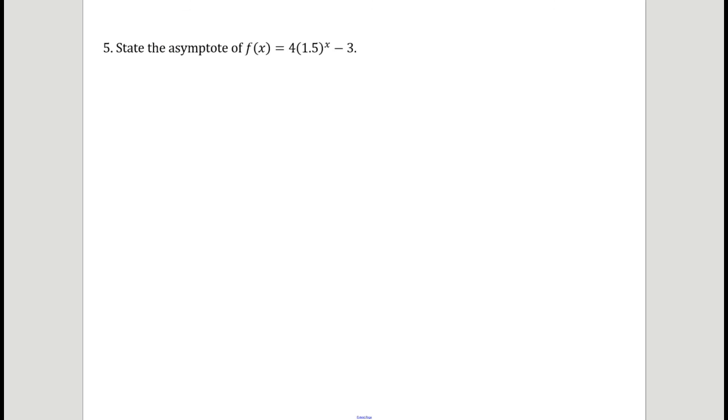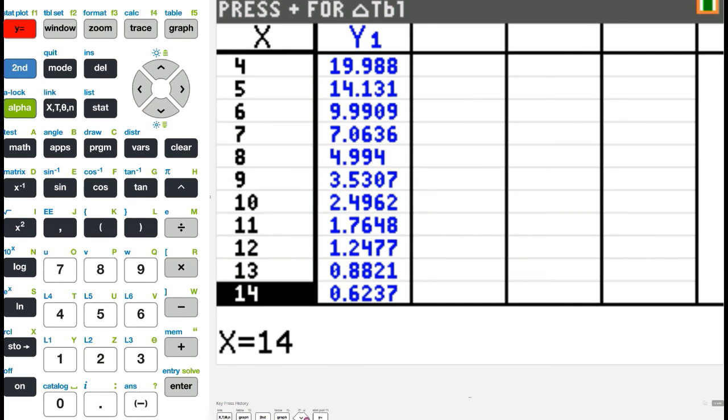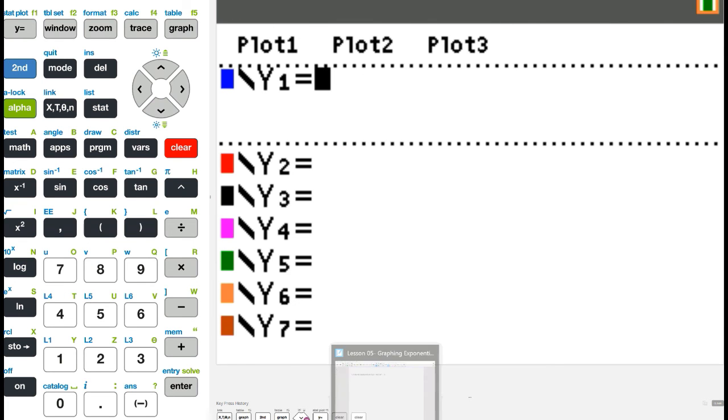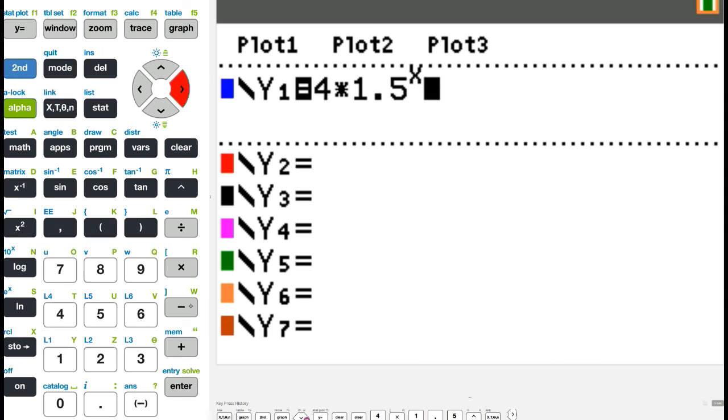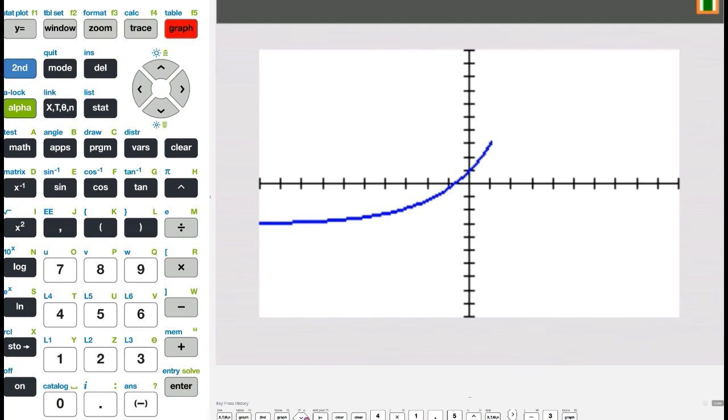And finally, number 5, we end with a nice question. State the asymptote of f of x equals 4 times 1.5 to the x minus 3. Well, let's graph this to see what happens. 4 times 1.5 to the x minus 3. If I hit graph, hopefully I see a nice pretty picture.